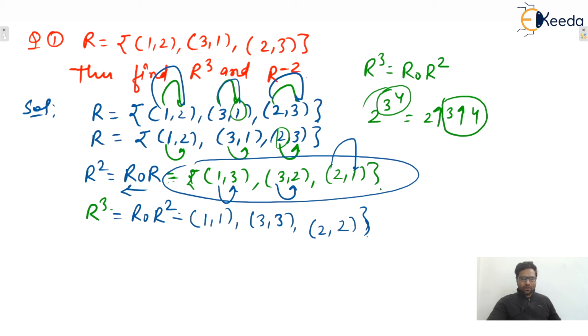I hope this one is clear to everyone. Similarly we can find out r power 4 and so on, isn't it? R power 4 will be what? We can say that r composition with r cube, isn't it?